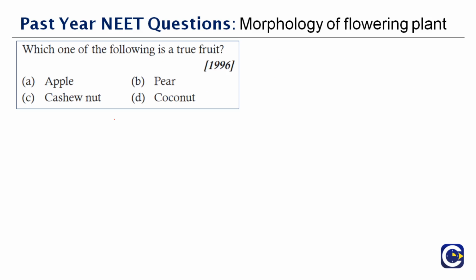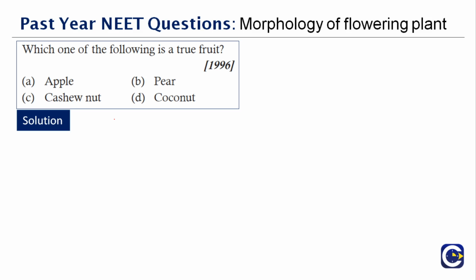Next question here. Which one of the following is a true fruit? So, which is a true fruit here? Obviously, you will have in mind whether it is apple or pear. Of course, it's not cashew nut. But what do you think will be the answer here? You will be surprised. Coconut is actually the true fruit.